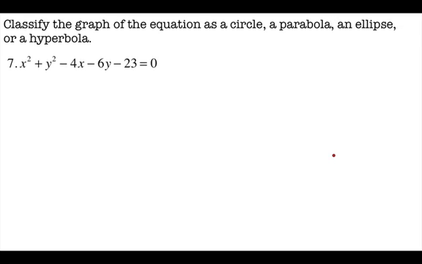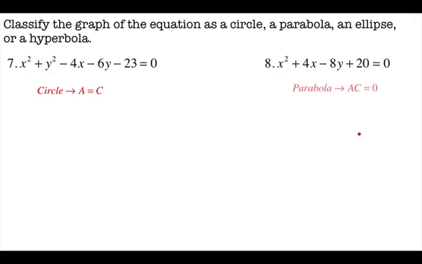It says classify the graph of the equation as a circle, parabola, ellipse, or hyperbola. What is it? You don't have to put it in standard form. Just look at the previous slide, what you saw there. Recognize that you have A equals C, which means that it is a circle. And you're done. Number 8. Look at the information. Look for the A and the C. Turns out that the product is equal to 0. And that's why this represents a parabola.